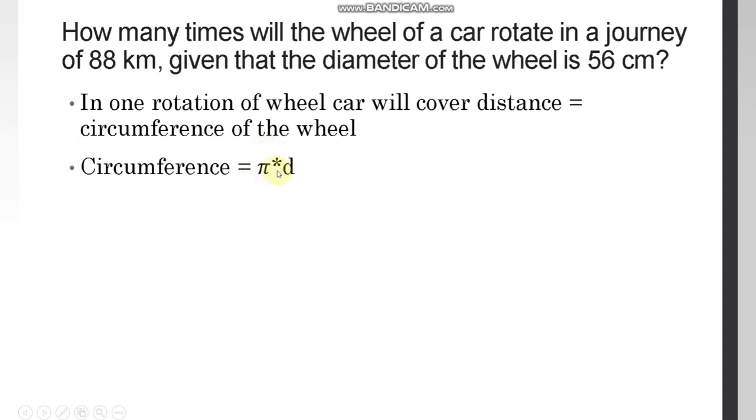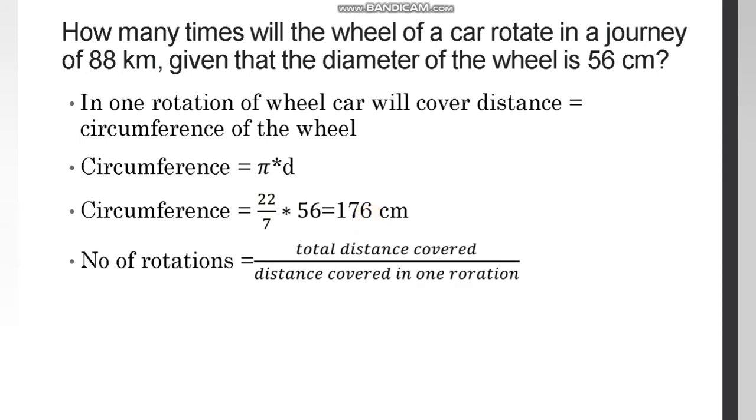Now circumference can be found out, that is pi into diameter, and diameter is given here 56 centimeters. So in place of pi I am writing 22 upon 7. In place of d I am writing 56. 7 times 8 is 56. 8 multiplied with 22 is 176 centimeters. So circumference is 176 centimeters.